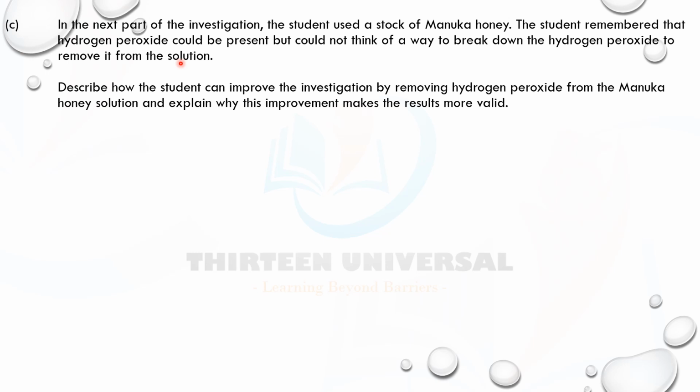You are the boss here. You are the supervisor, just checking out what a student has done. That's what Paper 5 does for you. You stand as the examiner, you're looking and you're evaluating. This is teaching you how to demonstrate higher order thinking skills like evaluation, analysis, synthesis, and all of that. Now, the question says, describe how students can improve the investigation by removing hydrogen peroxide from the Manuka honey solution, and explain why this improvement makes the result more valid.